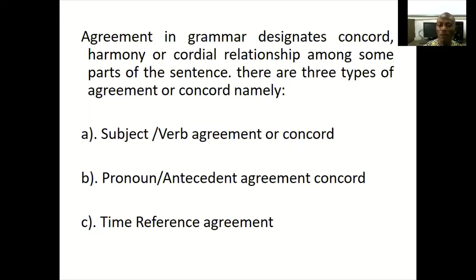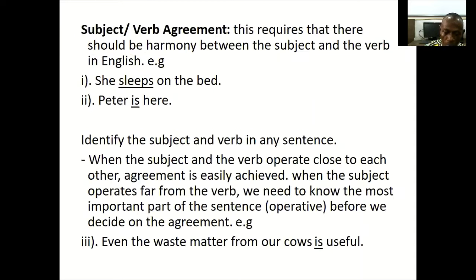There are three types of agreement or concord, namely subject-verb agreement or concord, pronoun antecedent agreement or concord, time reference concord. Subject-verb agreement. This requires that there should be harmony between the subject and the verb.